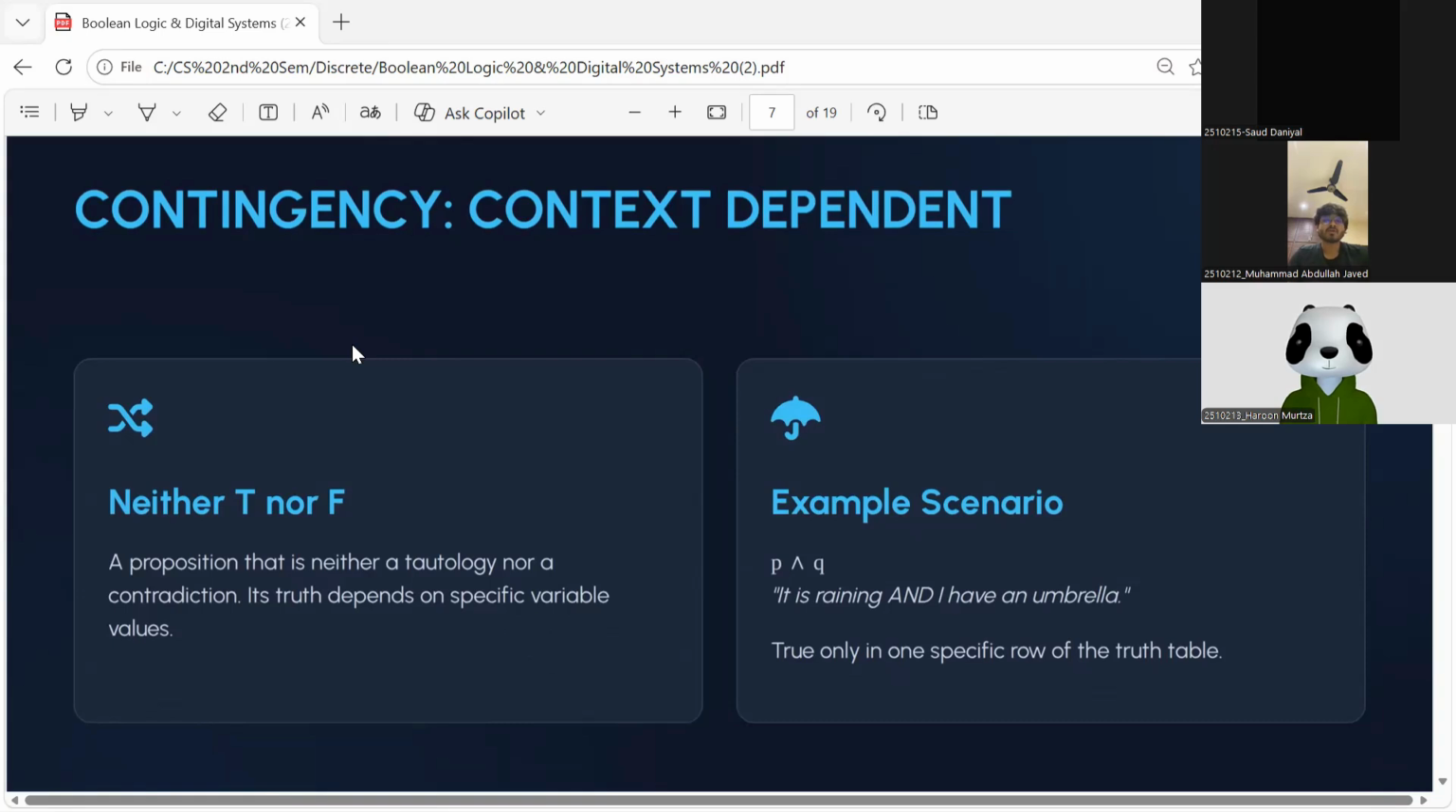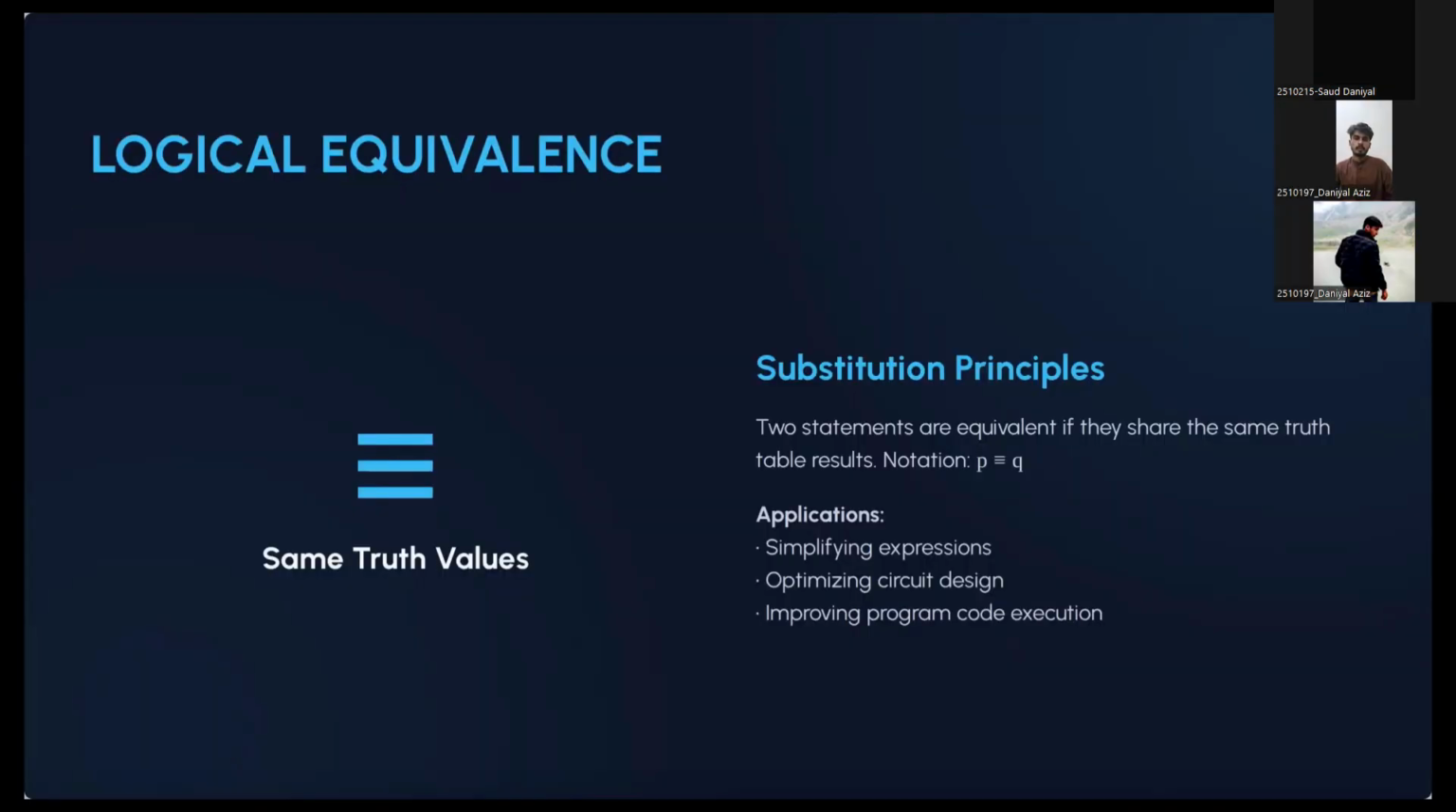Now I'll call Daniyal Aziz for his topic of presentation, and he'll introduce himself and start his presentation. Thank you. Assalamu alaikum everyone. My name is Daniyal Aziz and today I will be presenting a part of our discrete structures project. In this presentation, I will explain two important concepts of propositional logic: logical equivalence and equivalence identities. These concepts are widely used in mathematics, computer science, programming, and digital circuit design because they help us simplify logical expressions and solve problems more efficiently.